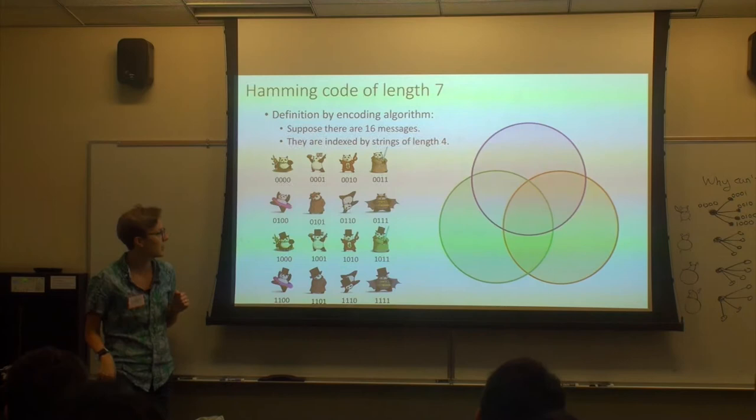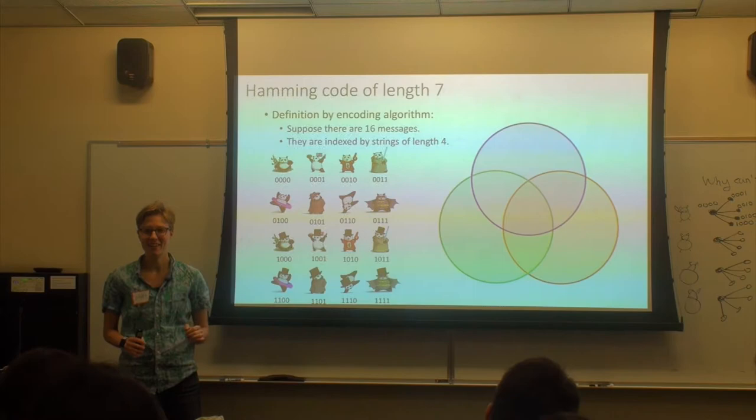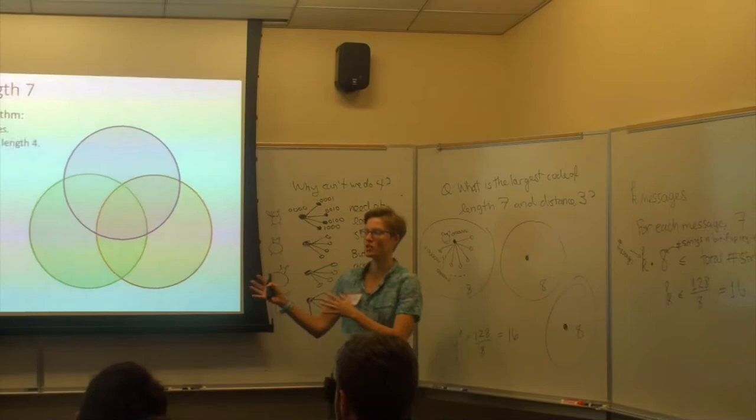I drew 8 pandas and started putting top hats on them because of time management. But actually you can do this with 16 messages. So this is absolutely perfect, which means these balls really do line up perfectly. This code is called a perfect code for this reason. It's so nice.